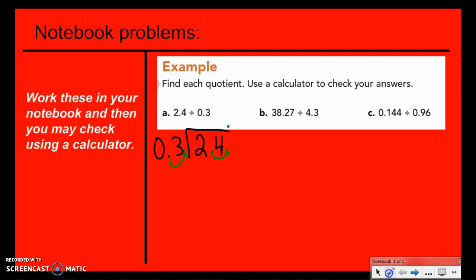So 3 can go into 24 exactly 8 times, with 24 as your answer and a remainder of 0. So your quotient is going to be an even number of 8. Do B and C, you might get a whole number or you might get a decimal. Alright, so let's move on to the next slide.